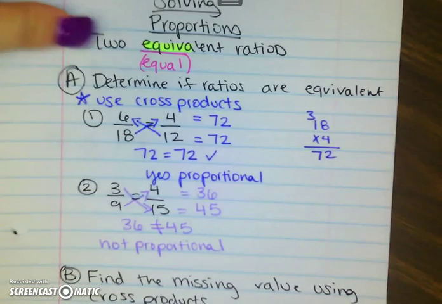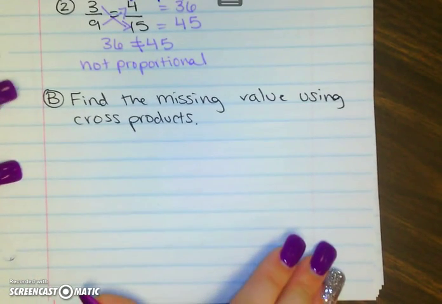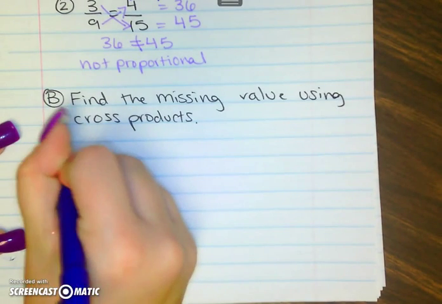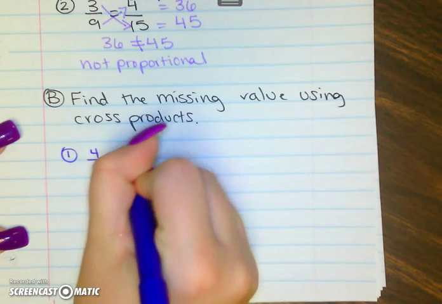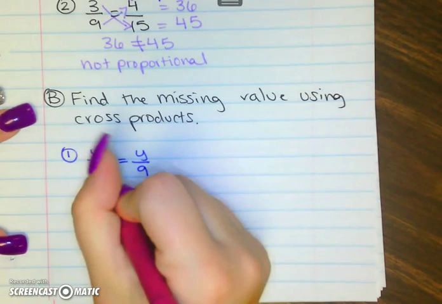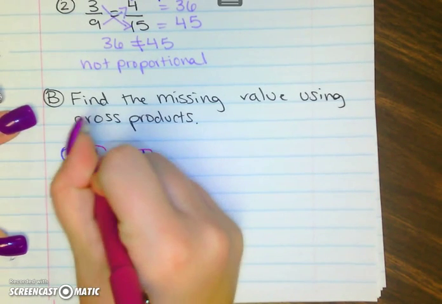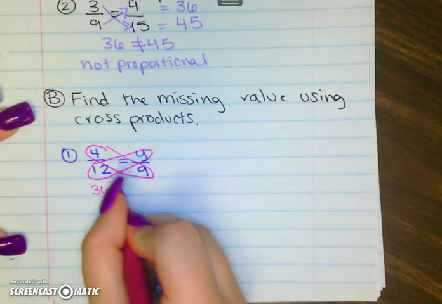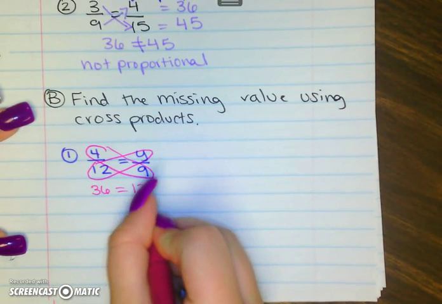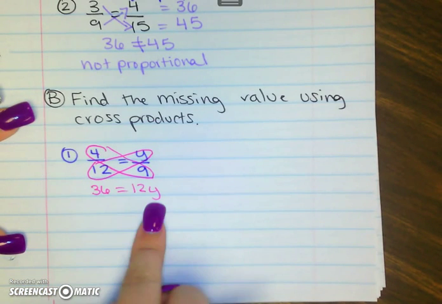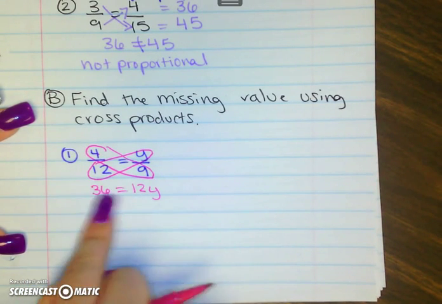Now let's talk about finding the missing value using cross products. Okay, the first one I want to do is 4 over 12 equals y over 9. Alright, the first thing we're going to do is use those cross products. So 9 times 4 is 36, and 12 times y, I don't know that, so I'm just going to rewrite it. Since I'm telling you this is a proportional relationship because we're finding the missing value, you can assume they're equal to each other.